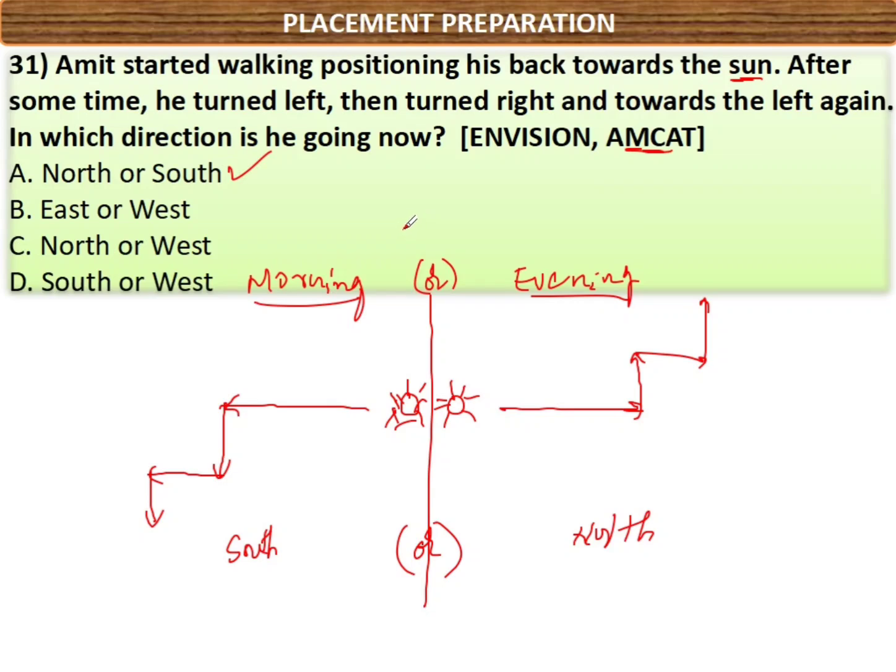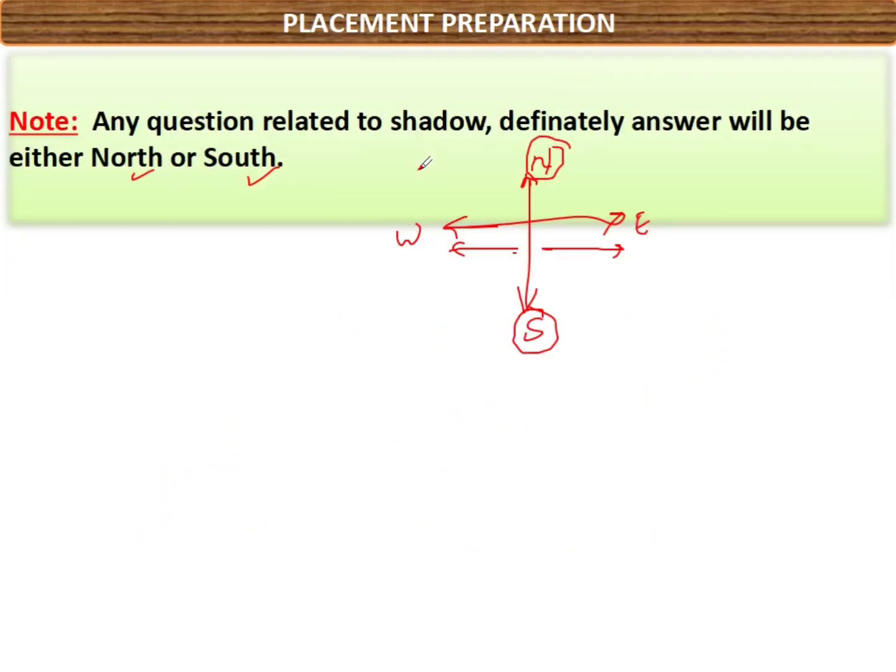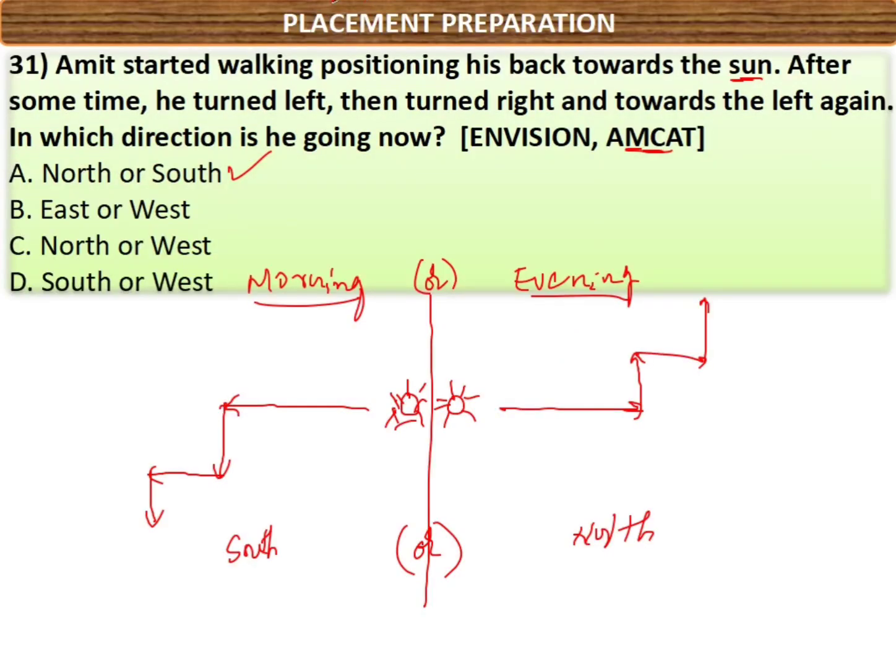This is one way. Another way, just in the previous slide we have discussed, right? Any question related to shadows, definitely your answer will be north or south. So without doing this much circus, directly you can mark the answer north or south. That's it. Guys, in this chapter, in total we have solved 31 questions. I am 100% sure if you have understood and if you have solved all the questions, that is more than enough to solve any question related to directions in any interview.